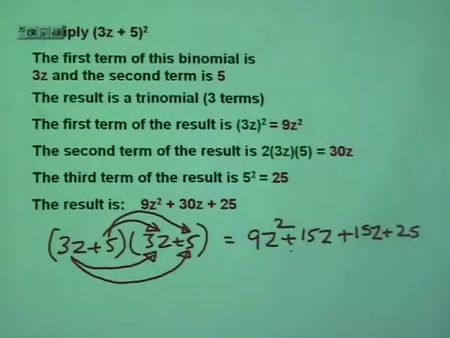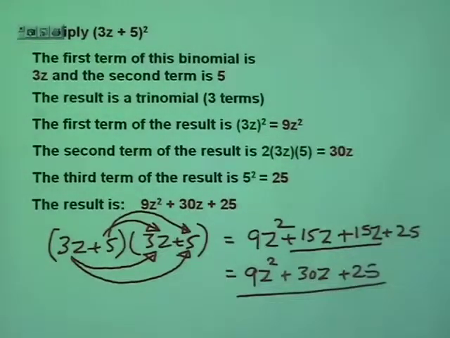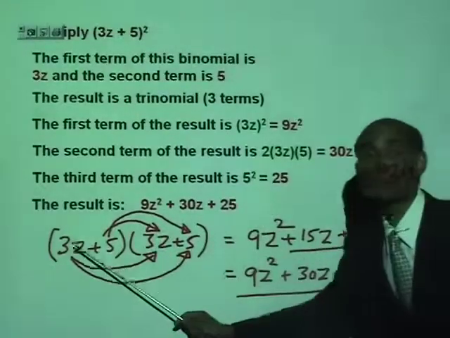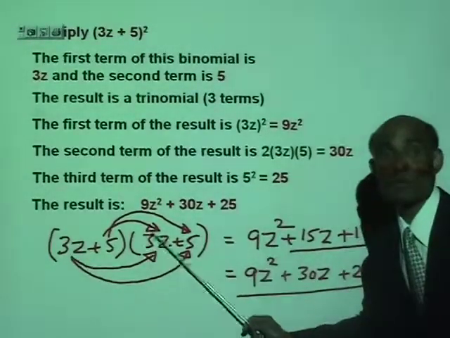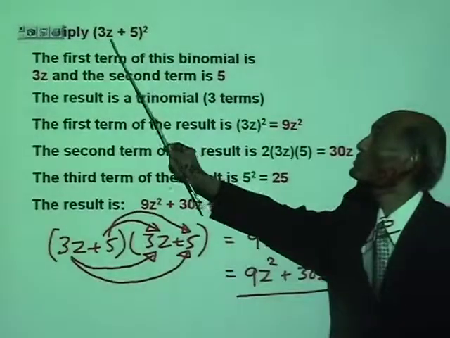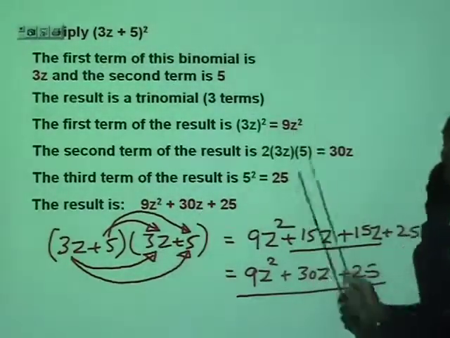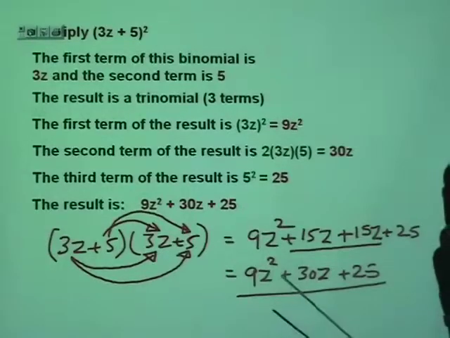And now add the middle terms. 15z plus 15z is 30z. That will be 9z squared plus 30z plus 25. So, whatever method you choose, you can choose to do it like this, or you can choose to use the formula I gave you. You'll get the same result. Okay, let's move on to the next one.